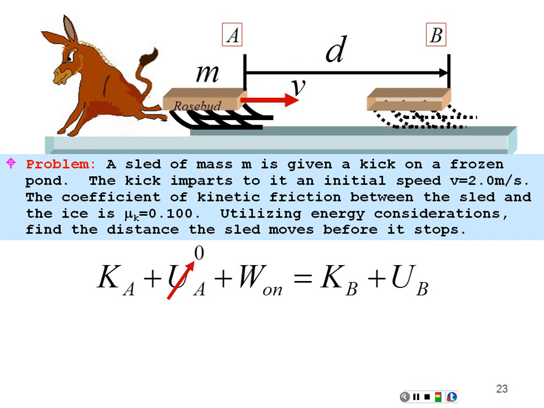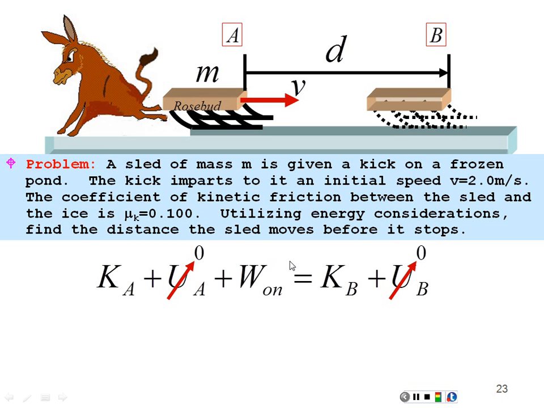We're going to select our height as being the height of this plane. So the potential energy at A is going to be zero, because that will be our zero height. And for that matter, potential energy at B is going to be zero, gravitational potential energy. And there's no spring involved, so the total potential energy at B will also be zero as well. So two terms are already gone.